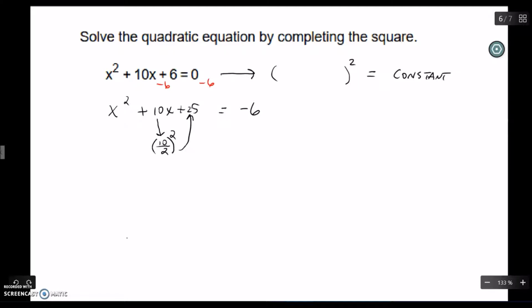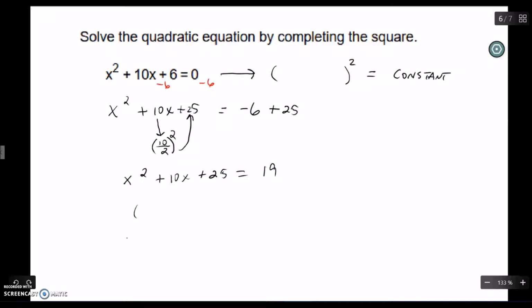Now, whatever I do to the left side of the equation, we have to also do to the right side. Remember, we got to keep this thing in balance here. So our equation now is this: x squared plus 10x plus 25 is equal to, and then negative 6 plus 25, that'll be 19.